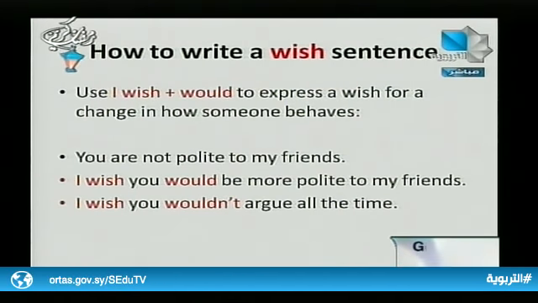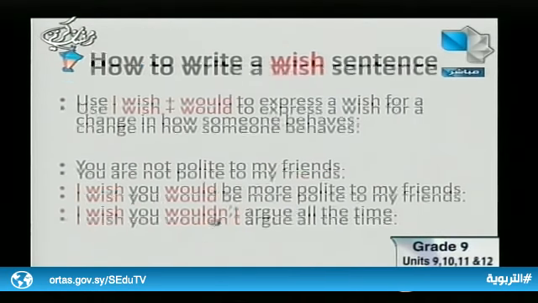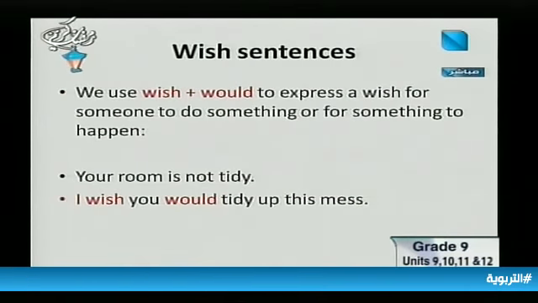Let's say that someone smokes too much, and I don't like his habit or his behavior, and I want him to change it or to stop it. So what can I say? Or if he is not polite to my friends, I wish you would be more polite to my friends. Good. Wish plus would, plus of course the infinitive after would. Another example: I wish you wouldn't argue here.